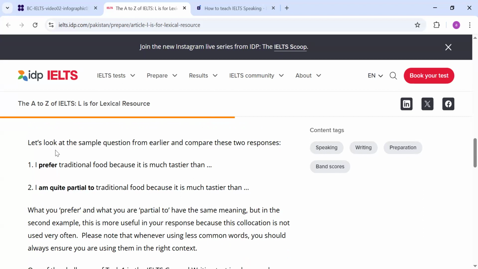Many people give the answer "prefer", but many people don't use the phrase "I am quite partial to". So this is less common. This word is not common while answering. So we can use words which are not very common in a real conversation.